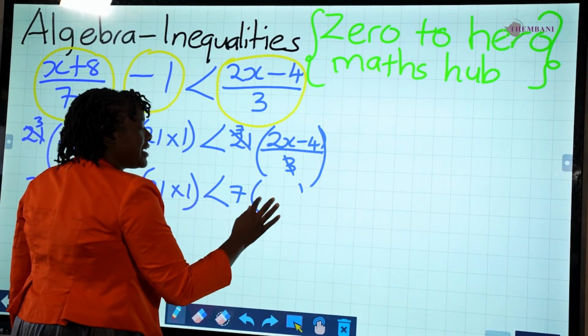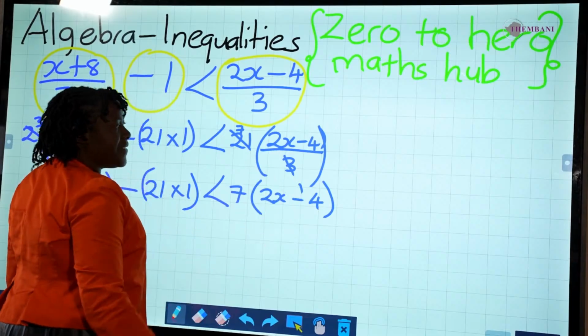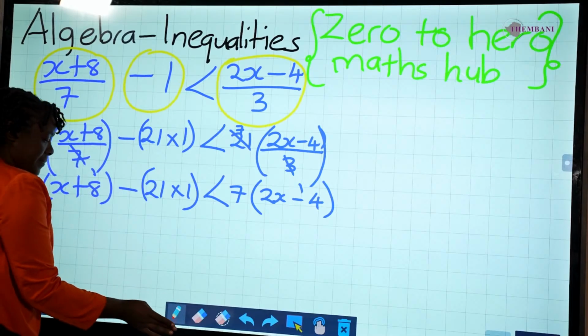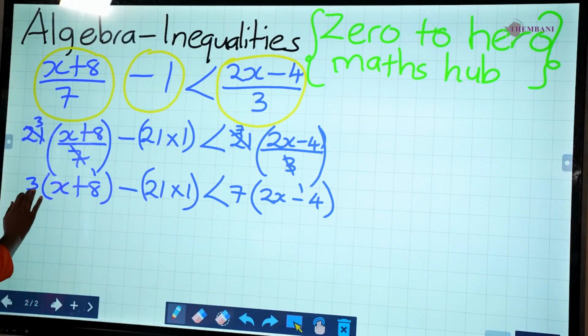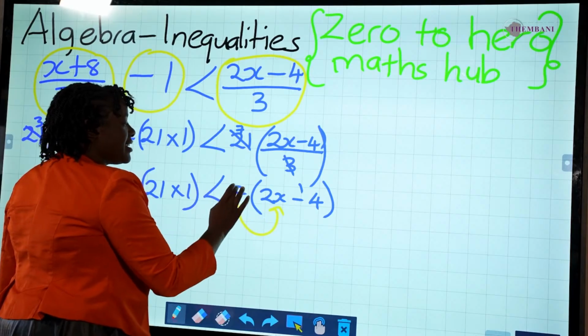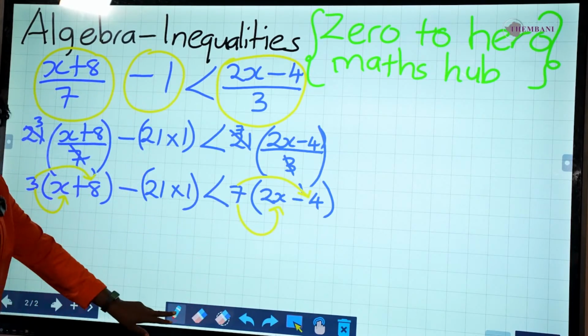And in our bracket, I'm left with 2x - 4, because if I divide anything with 1, I'm going to get that anything. So I'm now removing the brackets. What is inside the bracket is being multiplied by what is outside the bracket. So this 3 is going to multiply this x, at the same time multiply this 8. And this 7 is going to multiply this 2x, and also multiply this negative 4.